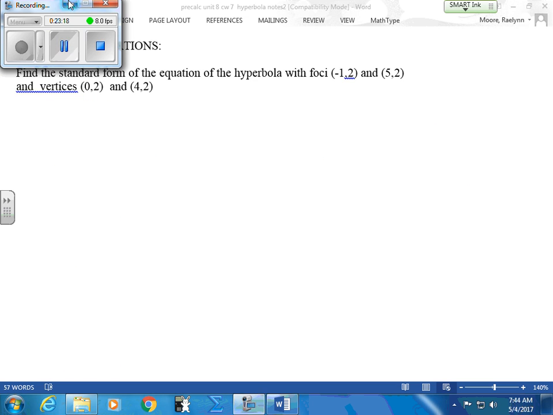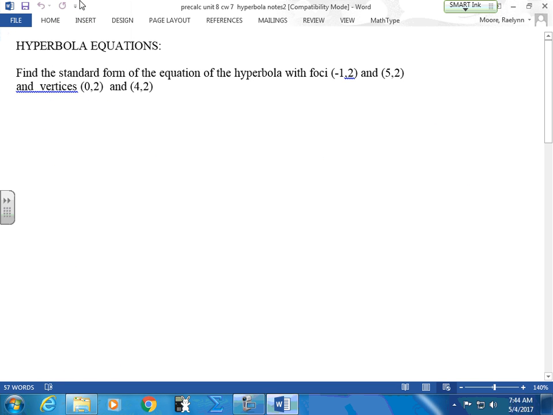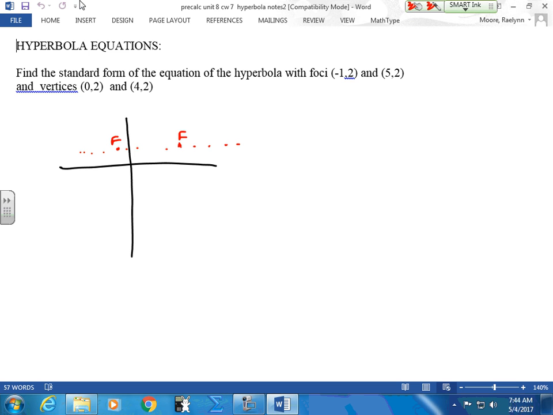Oh, they're not so bad. I like finding these things. So we're going to find the standard equation of a hyperbola. And the first thing we're going to do is plot what they give us. So the foci is at -1, 2, and at 5, 2. So the foci are on a translated x-axis. So who's going to come first, the x or the y? The x. So I'm going to start like this. Just start this way. Oops.